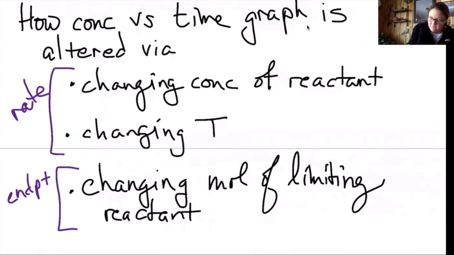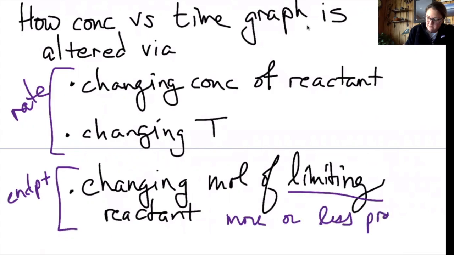It's important here that we're talking about the moles of the limiting reactant because we will have more or less product. The other two don't affect how much product we get, they just affect how quickly we get it.